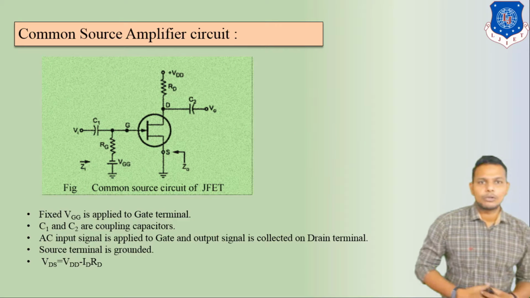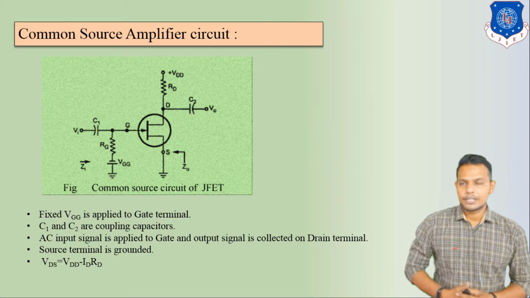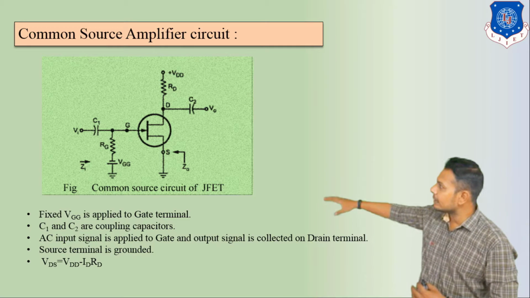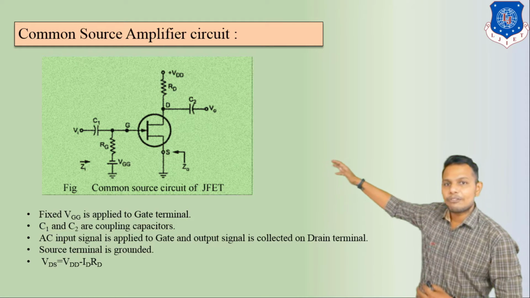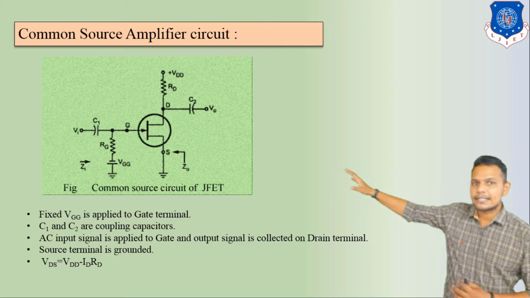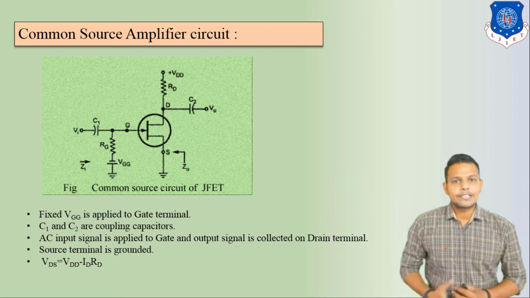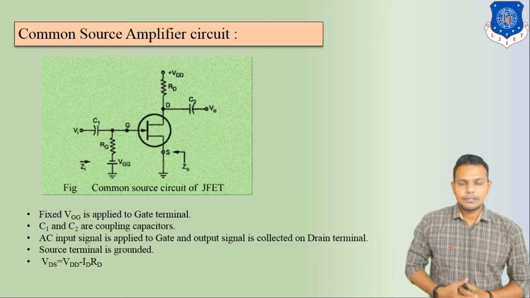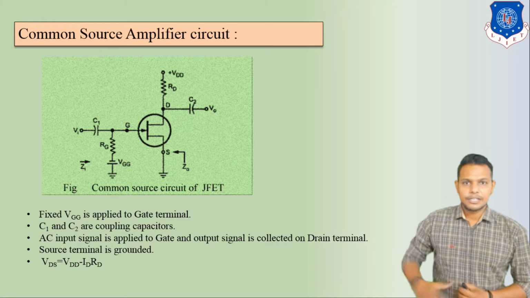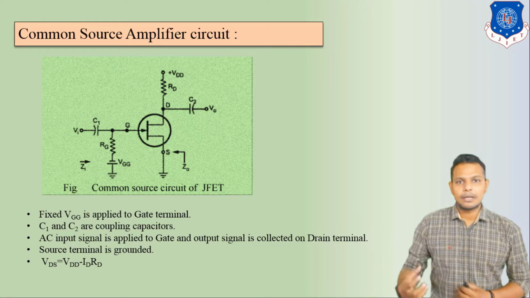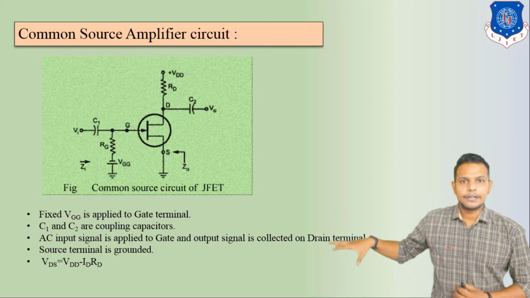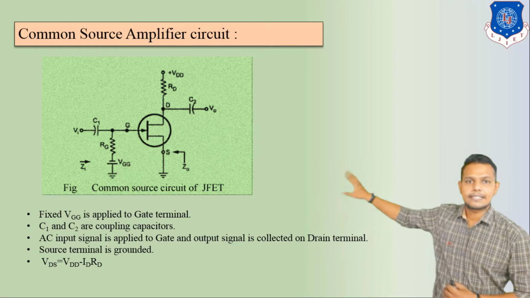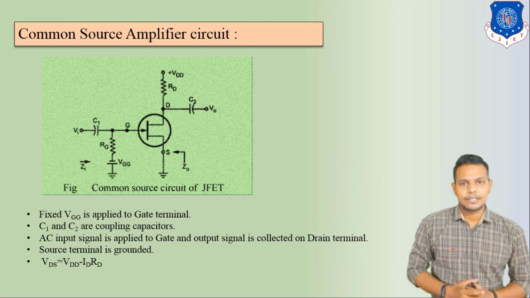Now let us discuss the common source amplifier circuit. So we can see here, this is the CS amplifier circuit. In this circuit diagram, as we discussed in BJT, there are biasing techniques: self bias, fixed bias and VDB, voltage divider bias. These techniques are used to stabilize the circuit. So here we can see this is the common source amplifier circuit.